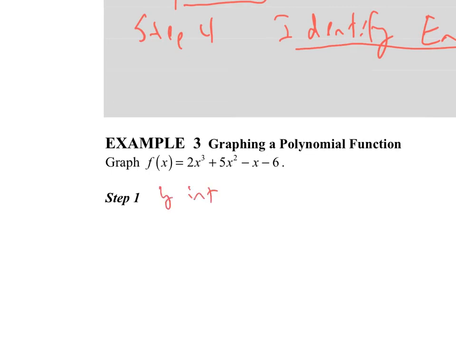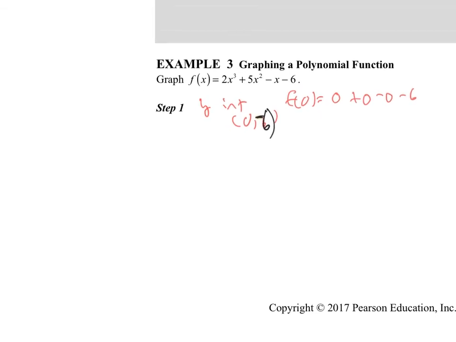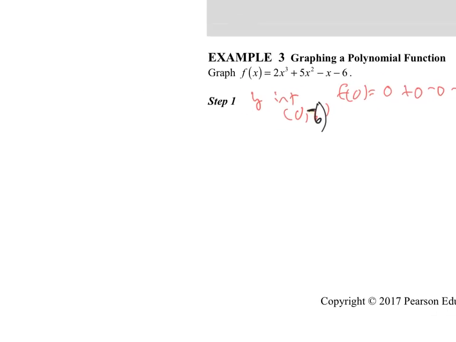That means that step will be f of 0 is 2 times 0 cubed is 0. 5 times 0 squared is 0. Minus 0 minus 6. So at 0, 6, I have a point. That's not 6, it's negative 6. That's my point. That's my y-intercept. So it gave me a lot of room here. So I'm on my own. Make a graph. 0, negative 6 is about down here.